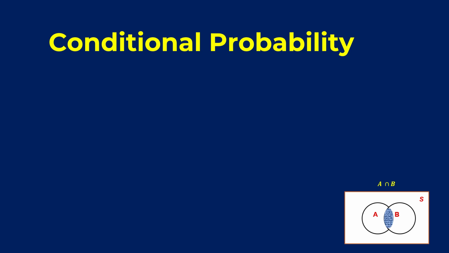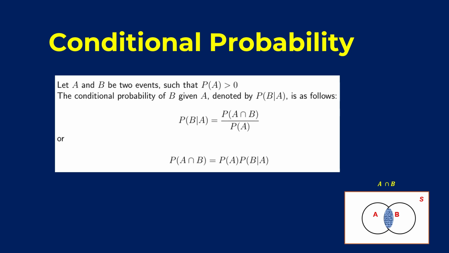Hello and welcome. We will continue our basic probability lecture from conditional probability, which is a very important concept in probability theory. Suppose we have two events A and B such that the probability of A is greater than 0, that is, it is not an impossible event, then the conditional probability of B given A can be written as the probability of both A and B occurring divided by the probability of A.